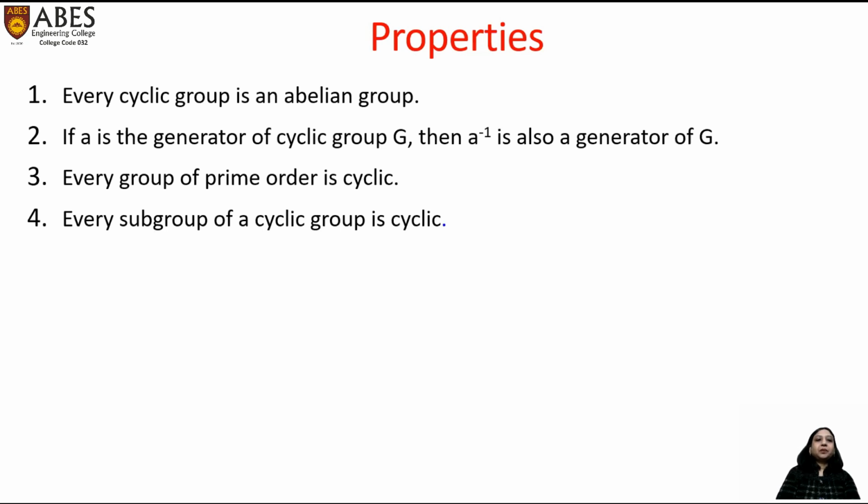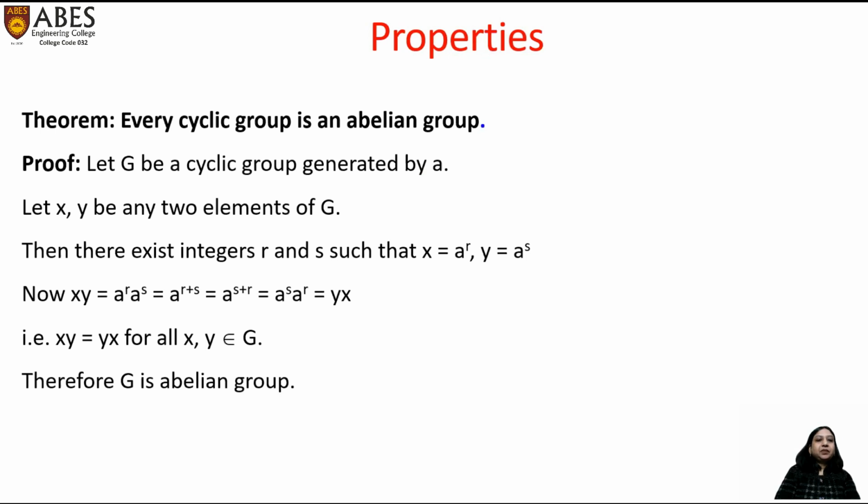And these are a few very important properties of the cyclic group. Every cyclic group is an abelian group. Definitely, a cyclic group will be an abelian group because it will satisfy the property of commutativity. And the second important property is if A is the generator of cyclic group G, then A inverse will also be a generator of G. And the third important property of a cyclic group is every group of prime order is cyclic. It means if the order of any particular group, that is the number of elements, is a prime number, then that will be a cyclic group. Every subgroup of a cyclic group is also a cyclic group. And we can easily prove these statements.